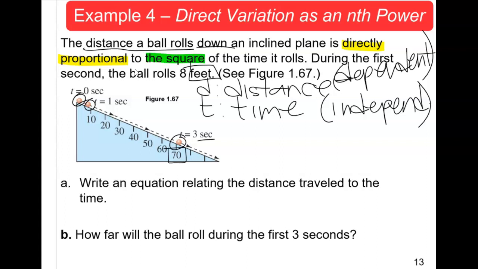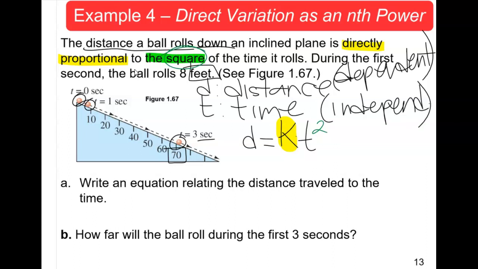Okay, so first let's write an equation relating the distance traveled to the time. We're going to use the model d equals the constant of proportionality, because it's direct variation, times the time, but the time must be squared. So it will look like that.